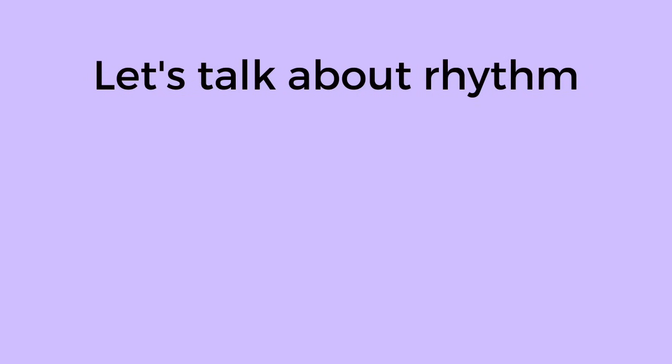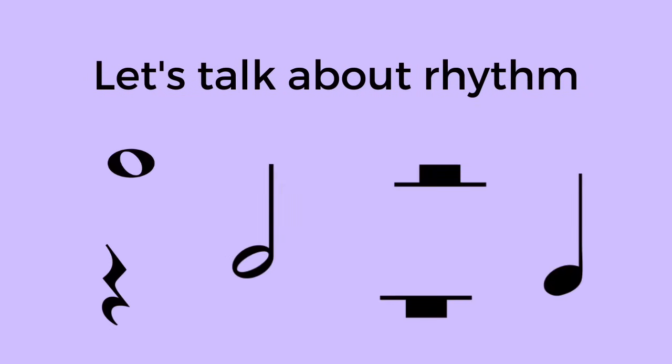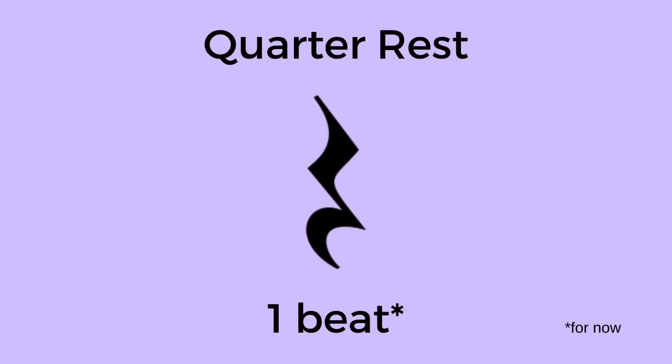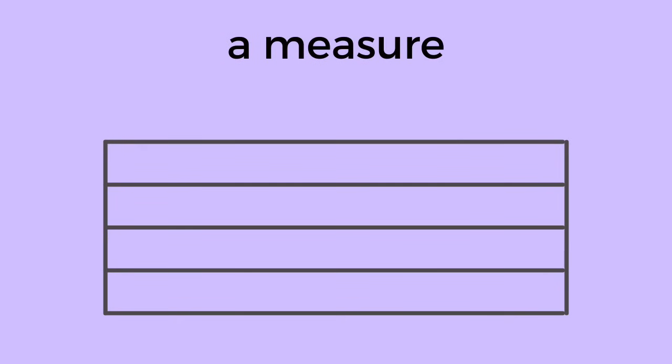Let's talk about rhythm, specifically these things. This is a quarter note. It's worth 1 beat. This is a quarter rest. It's also worth 1 beat, but of nothing. This is a measure. In it, you put notes and rests.